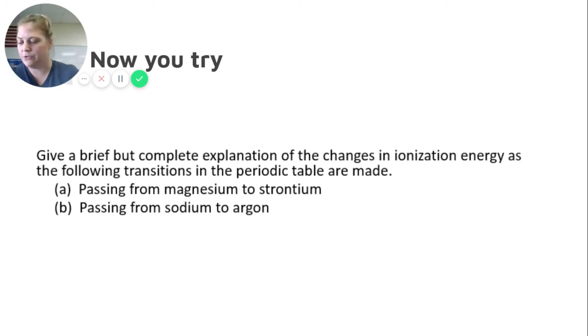Okay. So we're going to try a few. So the first one I need you to try, you're going to have 2 parts here. You're going to give a brief but complete explanation of the changes in ionization energy as the following transitions in the periodic table are made. I am going to have you just do A here. Okay, just A. As you go from magnesium to strontium, I want you to explain, using the terms we've learned here, why and how ionization energy changes. So we're going down a family. So give your explanation.